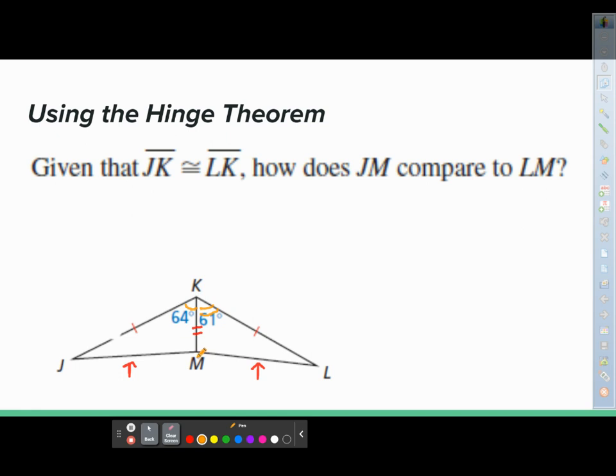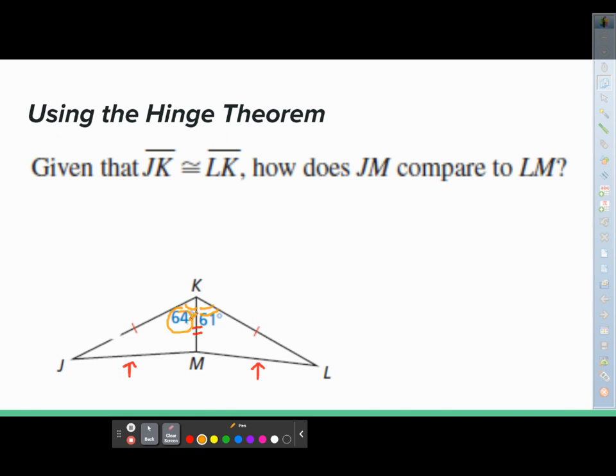What does congruent mean? They're the same. Okay, so this one's 64 degrees and this one's 61 degrees. Are those the same? No, so they can't be congruent if they're not the same measure. So what do you notice about this angle and this angle? One's larger than the other. Which one's larger? 65. Yeah, this one here is bigger. This is your bigger angle.